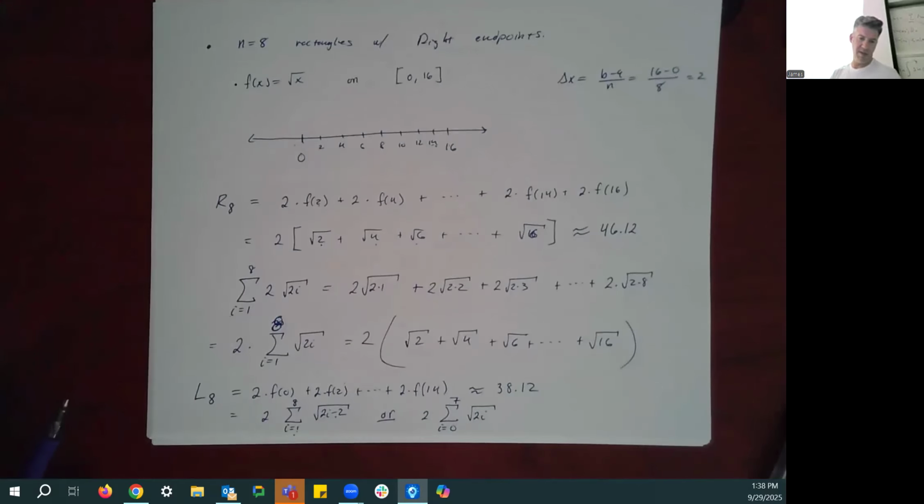Let's see. Did I have more to say about this one? Yeah, I do have more to say about this one. This example feels like it goes on forever.